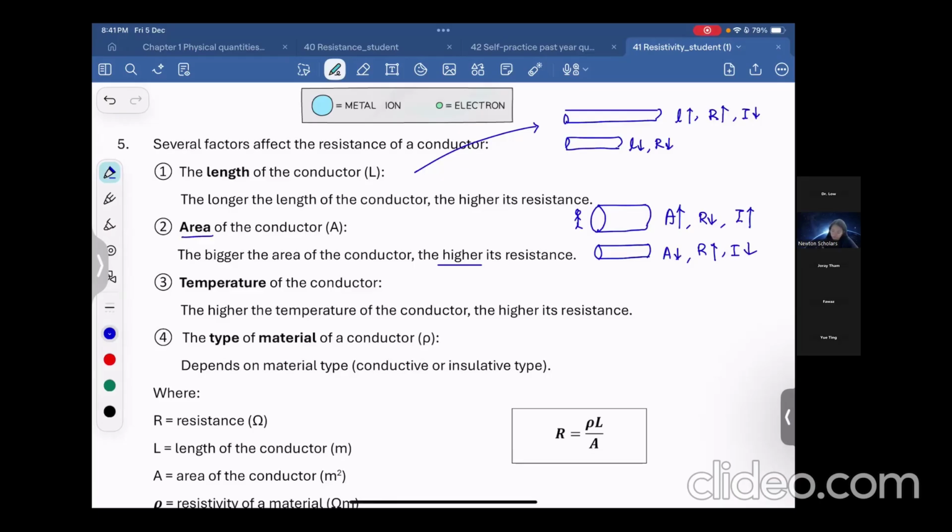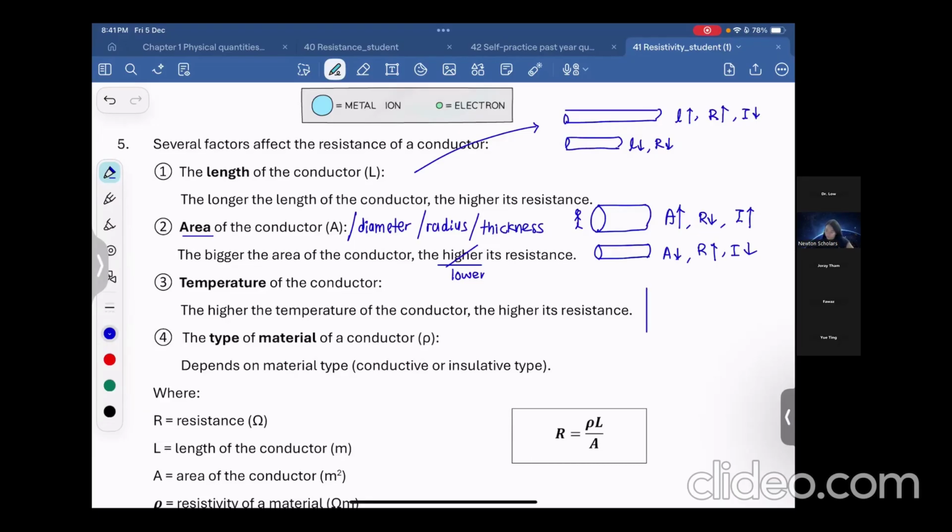Sometimes they are not using the word area, they are using the word diameter. Greater diameter, greater radius, something like that. Or they say thick wire or thin wire. They talk about thickness. Okay, the bigger the area, actually this one is wrong in my notes. It should be lower resistance. The resistance value should be lower.